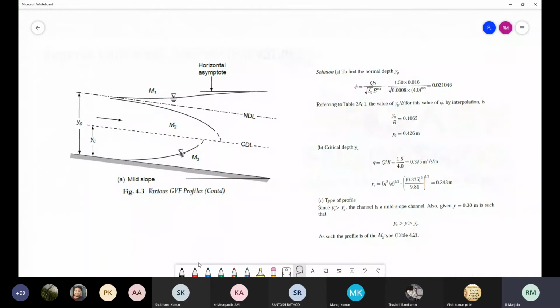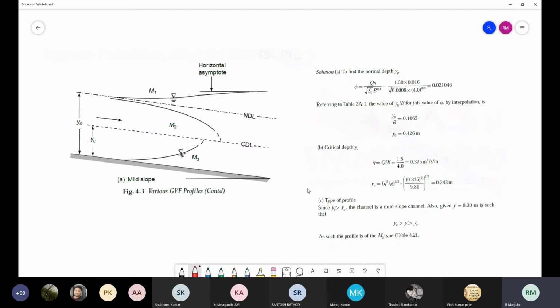So here you can see the normal depth line is Y naught, which is 0.426, and what is your Yc? Critical depth is 0.243. Now Y naught is greater than Yc, hence this is a mild slope profile.